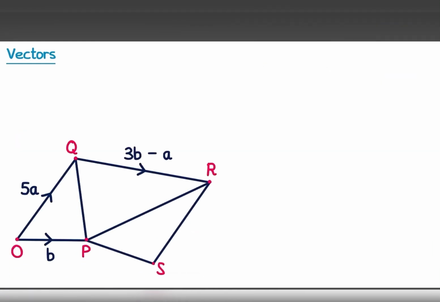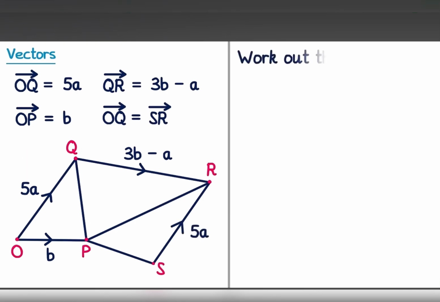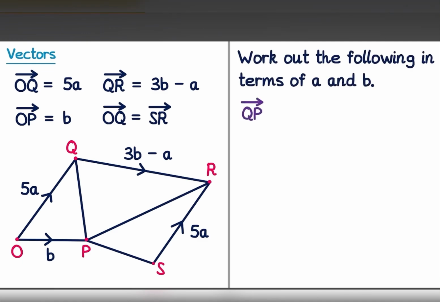Alright, now look at this diagram. OQ equals 5A, QR equals 3B minus A, OP equals B. Now think and look very closely. OQ equals SR because these two sides are parallel. Alright. We have to work out the following.